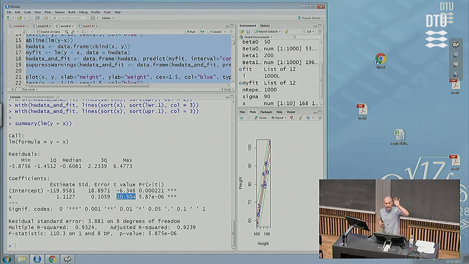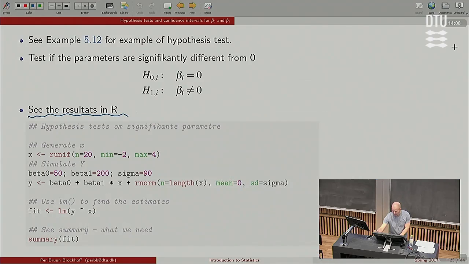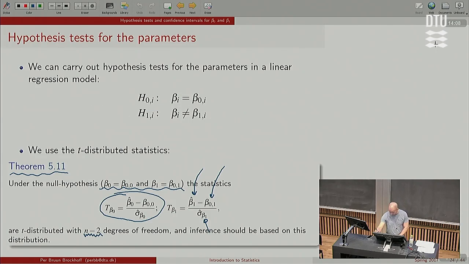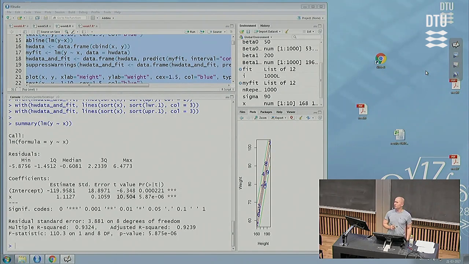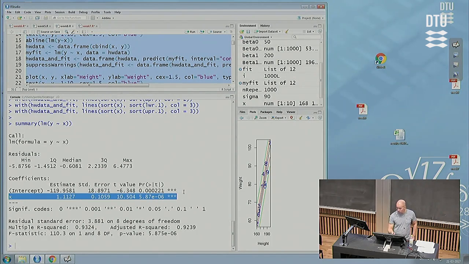So it's the estimate divided by the standard error, the uncertainty of the estimate, and the beta 0 here is then 0, right? These are the two hypothesis tests that are given by R by default. It makes quite good sense for the slope, maybe less so for the intercept. So let's not talk about the intercept. Let's talk about the slope.